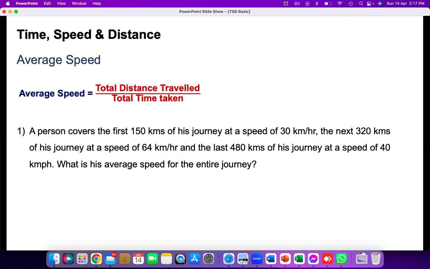A person covers the first 150 kilometers of his journey at a speed of 30 kilometers per hour, the next 320 kilometers of his journey at a speed of 60 kilometers per hour, and the last 480 kilometers of his journey at a speed of 40 kilometers per hour. What is his average speed for the entire journey?